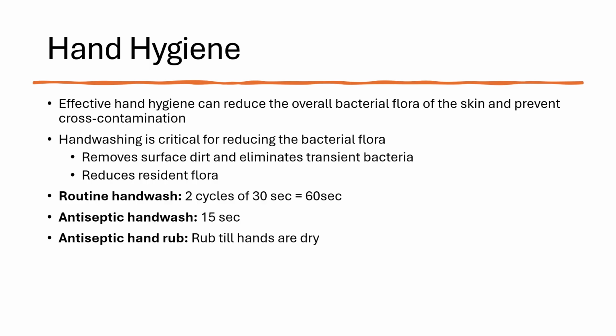Okay, so there are 3 types of ways that we are going to ensure that we keep our hands as clean as possible. So we have a routine hand wash, which is 2 cycles of 30 seconds, so we're going to be washing our hands for a total of 60 seconds. The antiseptic hand wash is a total of 15 seconds, and the antiseptic hand rub is where we're going to rub our hands until our hands are dry.